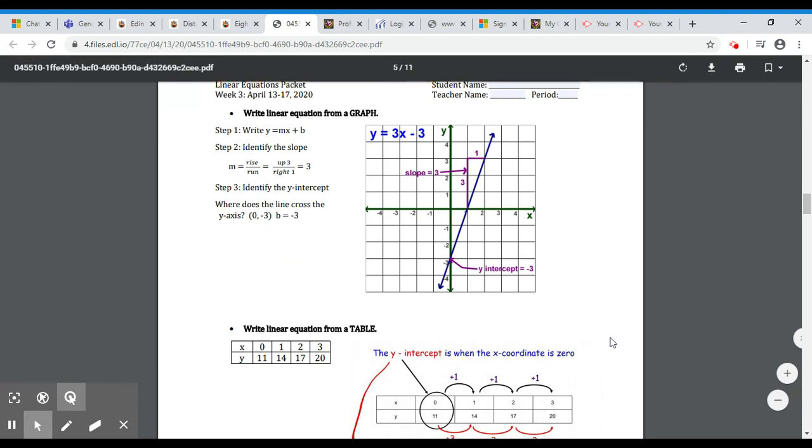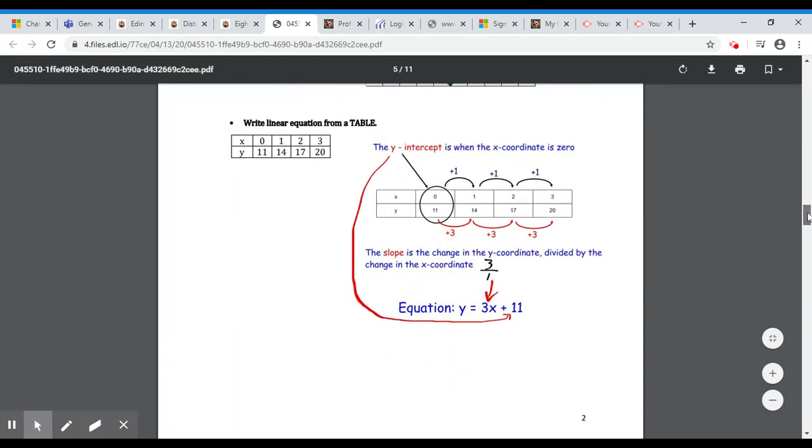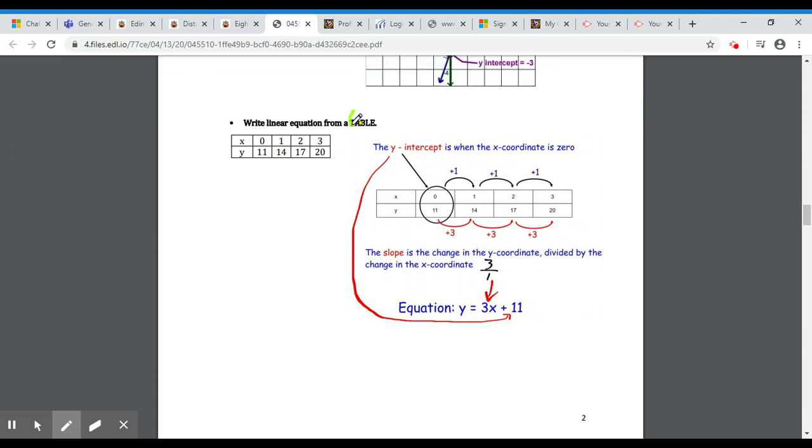Okay, let's go ahead and move down to from a table. Now, if I'm dealing with a table, I first want to look at my table, because if you can find where x is 0, then you know that whatever y is, that is my y-intercept. Because remember, my b is going to be 0, comma b, or my y-intercept.